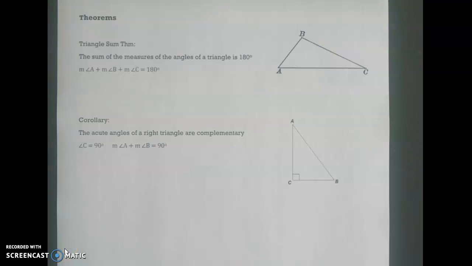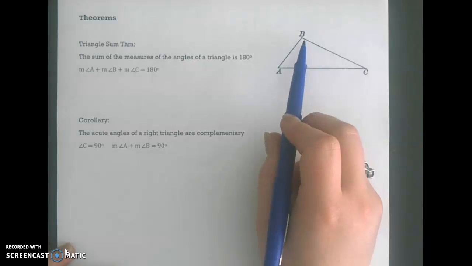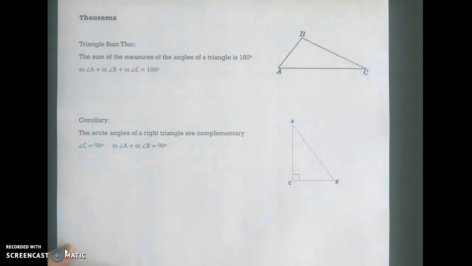All right, now we're going to talk about two quick theorems to wrap up section 3.6. The first one is what we call the triangle sum theorem, and this is something I've already said previously, but the sum of the measure of the angles of a triangle is always 180 degrees. So in this triangle ABC, the measure of angle A plus the measure of angle B plus the measure of angle C will always be 180 degrees. No more, no less.